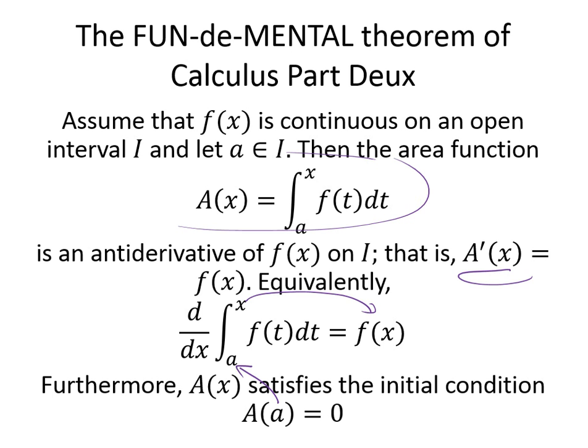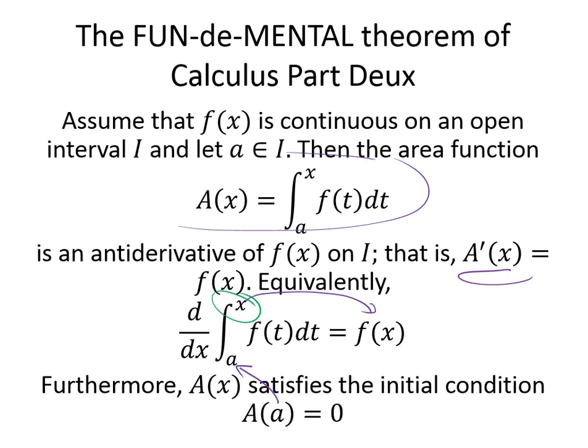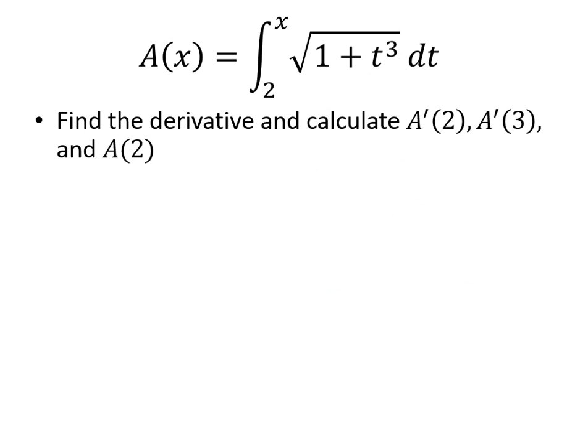This is basically the second part of it. It's the area, and if we take the derivative where we don't really know the endpoint, we're given x as the endpoint, so we can just plug it in. So if we have this one right here, A of x is equal to the integral from 2 to x of the square root of 1 plus t cubed dt. Find the derivative and calculate the following: A prime of 2, A prime of 3, and A of 2.